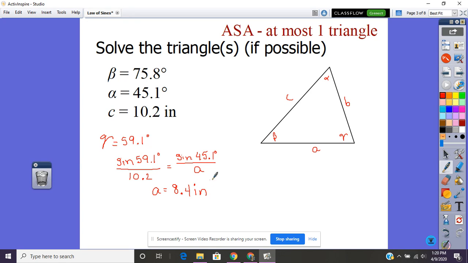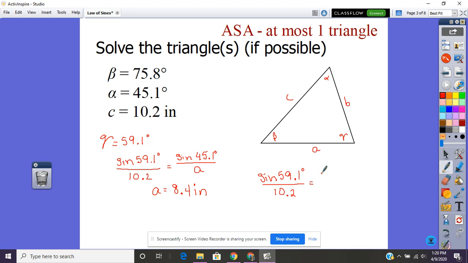So we'll go inches. Now we're going to set up another ratio. So we can go ahead and keep this sine 59.1 degrees and the 10.2 because those are both exact measures. The 8.4 is a rounded measure, so I try not to use that unless it's absolutely necessary.